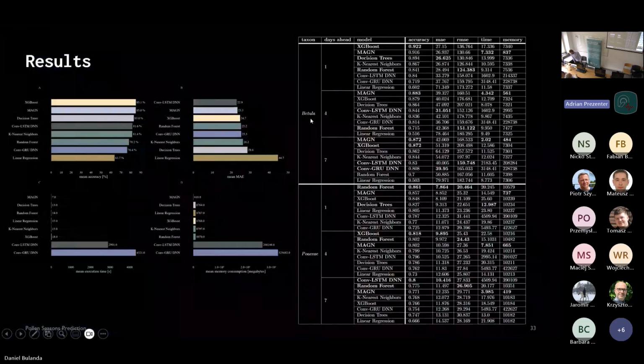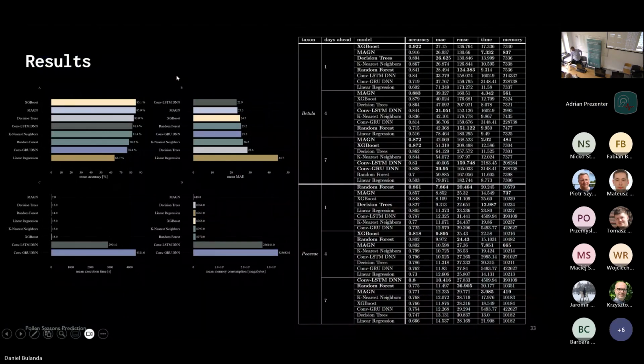Okay, and here are the results. Maybe one remark: we used 3 types of targets. So we predicted 1 day ahead, 4 days ahead, and 7 days ahead. And for different types of modeling, we achieved different results. For example, for longer periods, usually deep neural networks were the best.